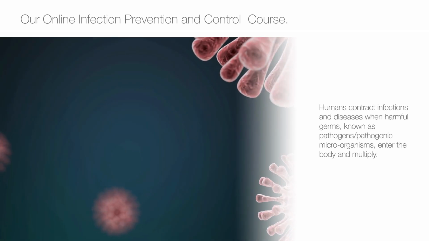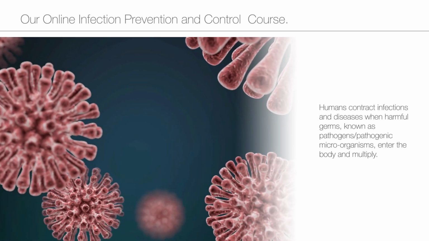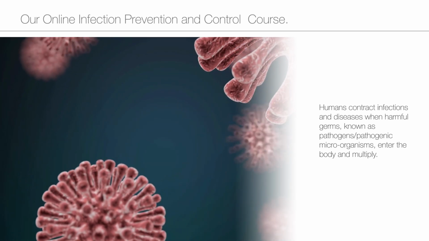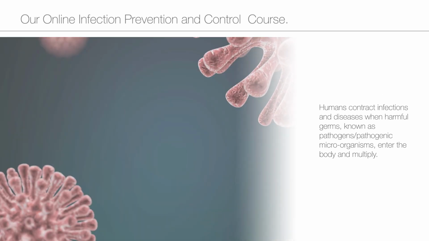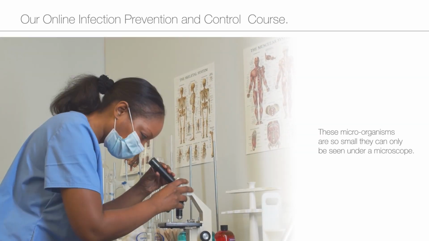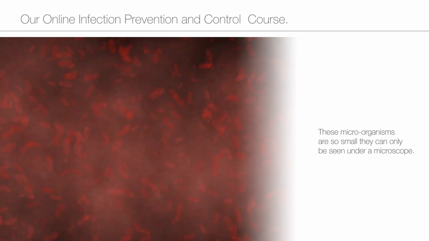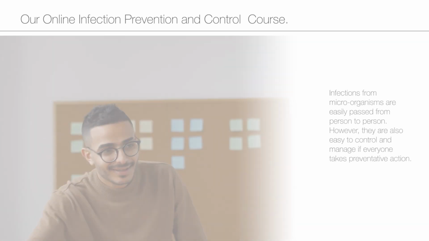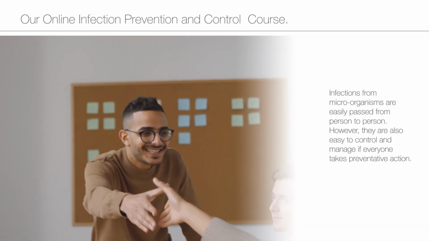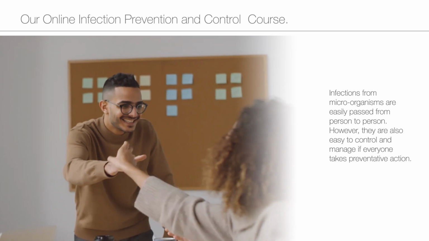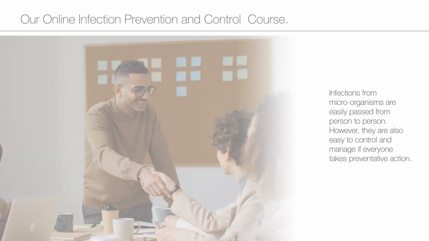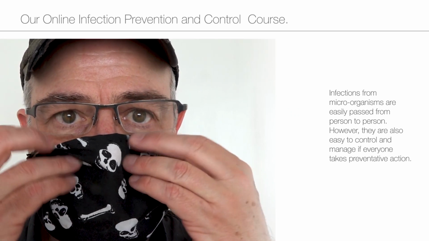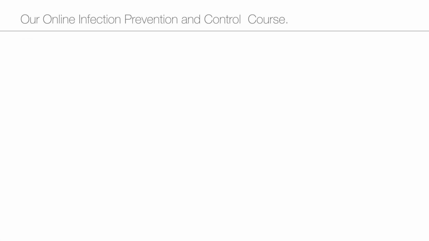Humans contract infections and diseases when harmful germs known as pathogens or pathogenic microorganisms enter the body and multiply. These microorganisms are so small they can only be seen under a microscope. Infections from microorganisms are easily passed from person to person. However, they are also easy to control and manage if everyone takes preventative action.